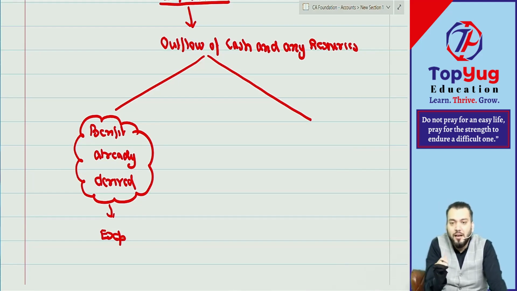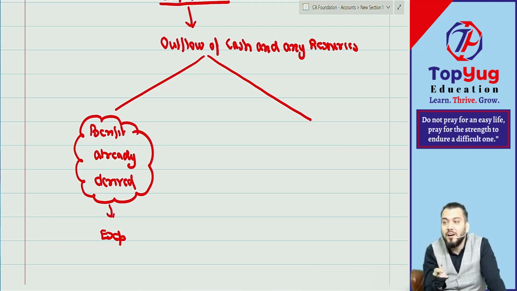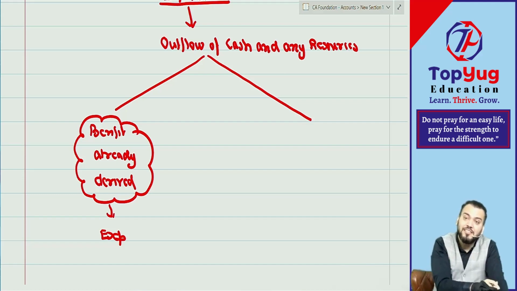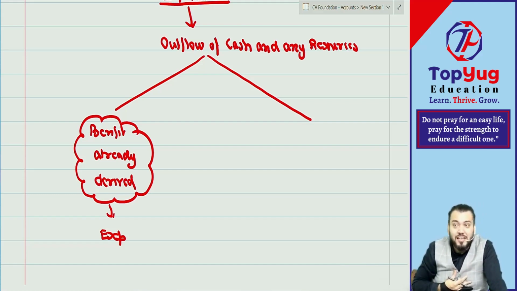For example, I have paid some amount to my employee. Just try to understand whatever I am saying. I have paid some amount to the employee, expenditure or not? Outflow. Now, the employee has already provided me the services. So this becomes an expense. Services already received, means I have enjoyed the benefit. It becomes an expense and we call it salary expenses.